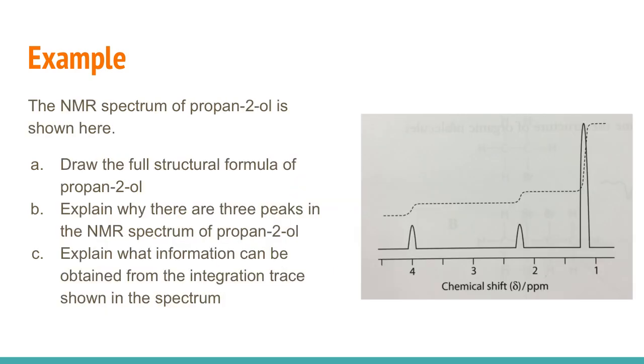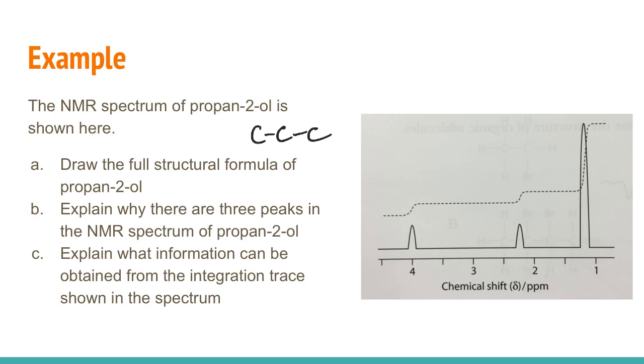Our second example is a little bit different. So we've got the NMR spectrum of propan-2-ol shown here. Part A wants us to draw the full structural formula of propan-2-ol. B, explain why there are 3 peaks. And C, explain what information can be obtained from the integration trace. So let's start with drawing the full structural formula for propan-2-ol.